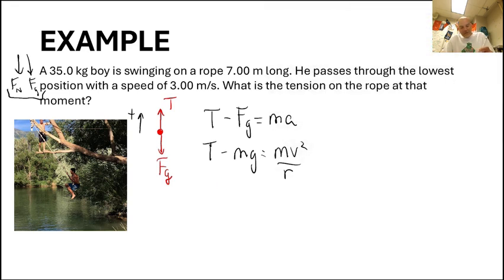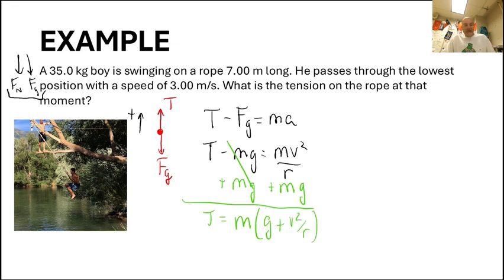Still just doing some algebra. So we add mg to both sides. So you get T equals, I'm going to do 2 steps in one, mg plus mv squared over r. So m is common, right? So I'm going to pull that out. Okay, and then we end up with the equation T equals m times g plus v squared over r.